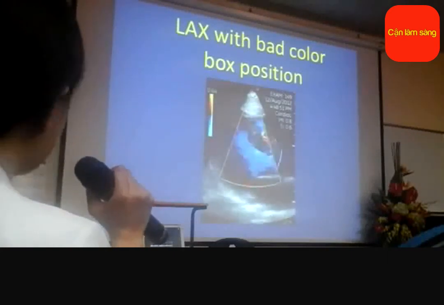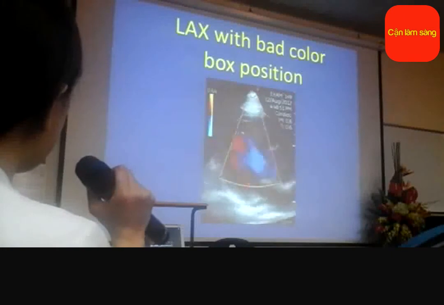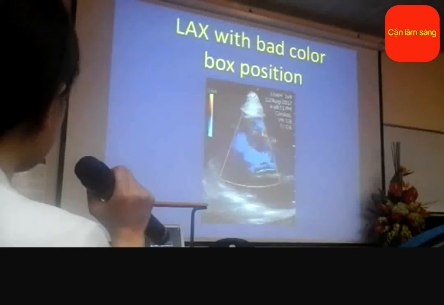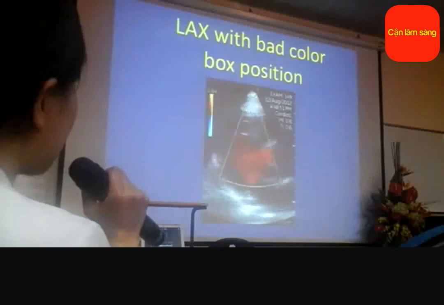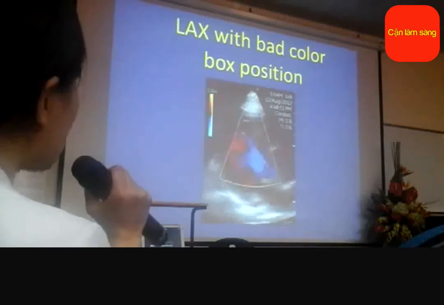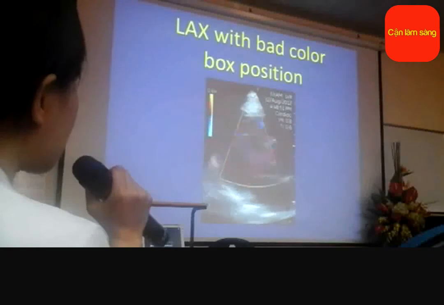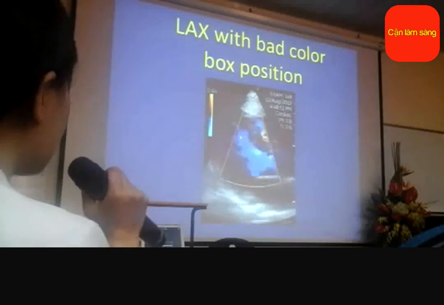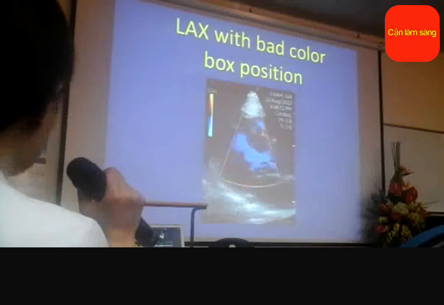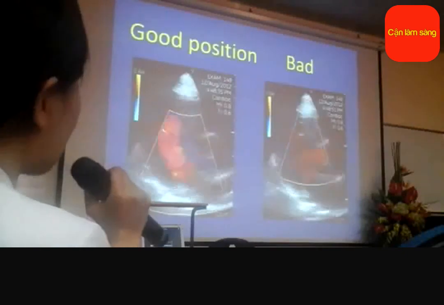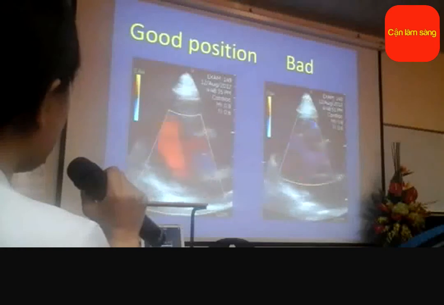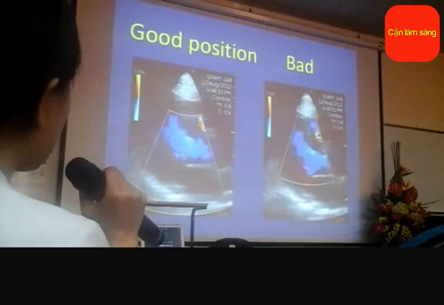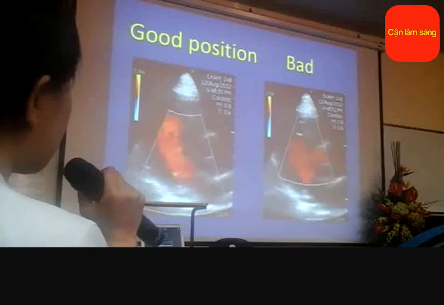And this is the long axis looking for mitral regurgitation where the box is not covering the left atrium. Đôi khi chúng ta để cửa sổ màu không đúng vị trí mong muốn thì sẽ không quan sát được phần màu của vùng nhĩ trái, và chúng ta không đánh giá được hở hai lá. So this is good position, this is bad position. Vì vậy vị trí tốt của cửa sổ màu phải nằm ở vị trí ta muốn khảo sát.